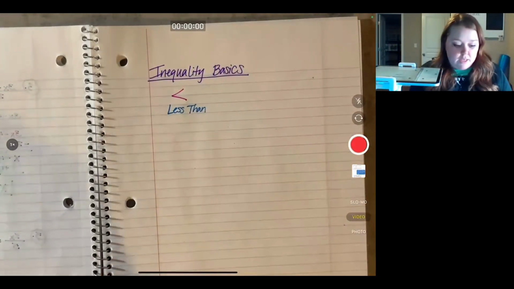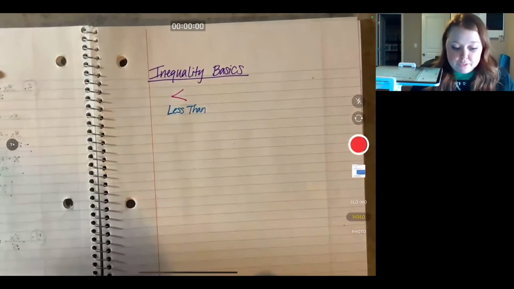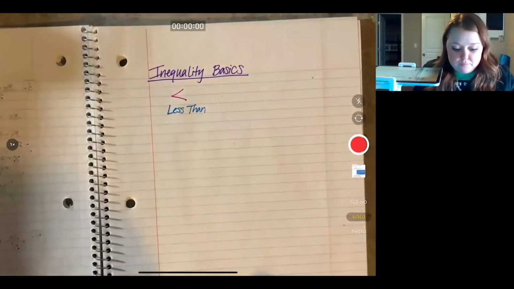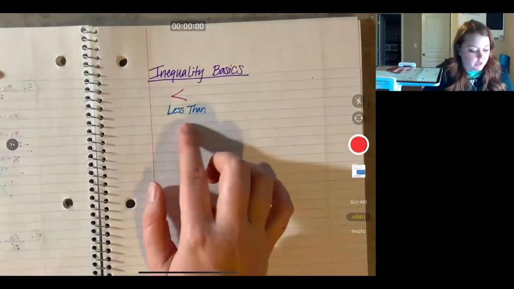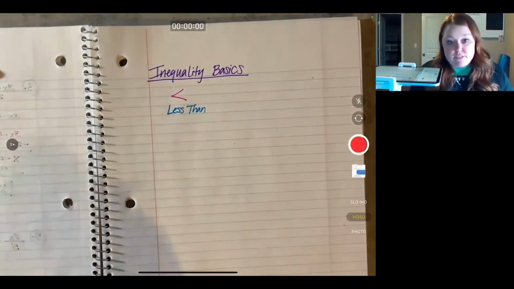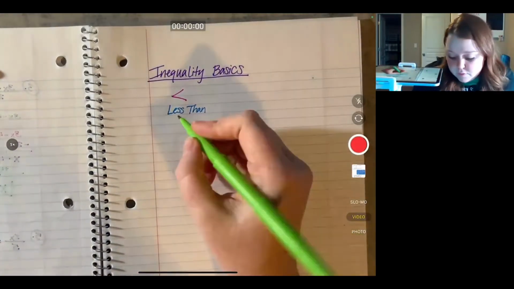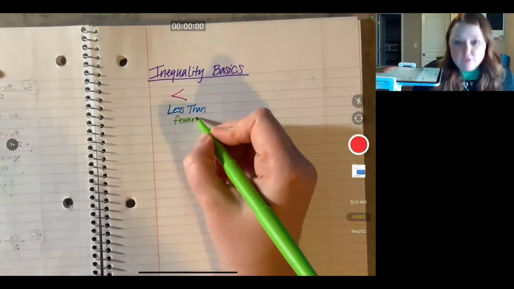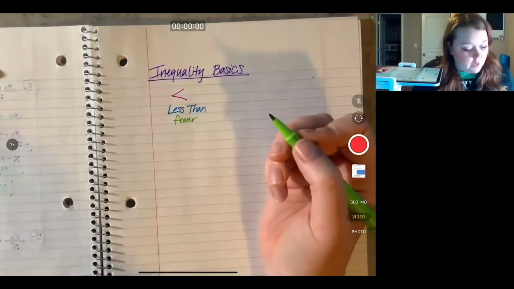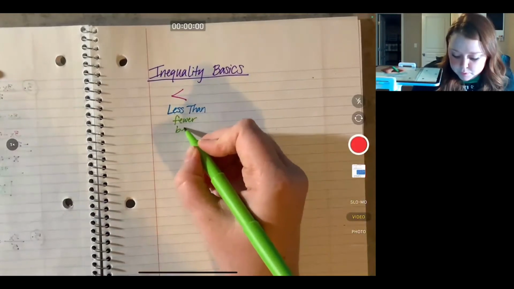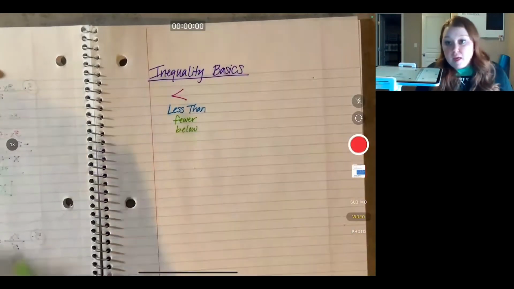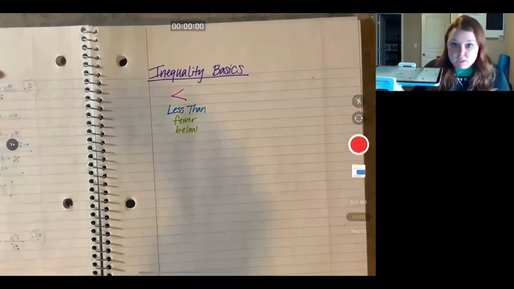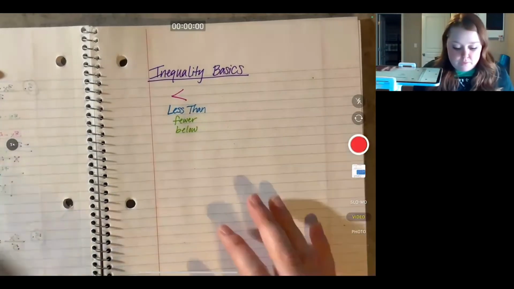Now there are some other names that go along with it, so I think we should write them underneath. That is the less than symbol. But if you saw vocabulary like the word fewer, fewer means less than. If you saw the word below, that means less than. Lower than, you could even put lower on there too.